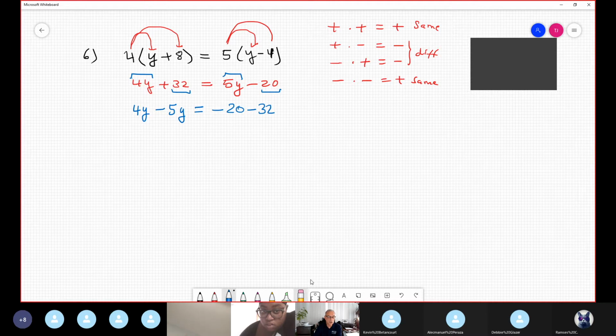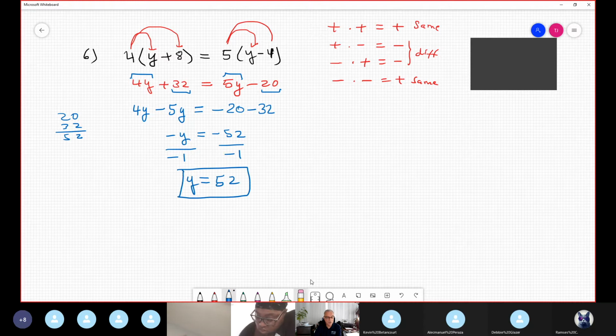Okay, so you subtract here, minus y. Remember, the 1 is invisible, negative 1 or positive 1 is invisible. And we have negative 20 minus 32. You put in the calculator, 52. Of course, it's negative. Finally, you divide by negative 1, or multiply by negative 1, it's the same. And the answer is 52. Boom. Final answer. Any question?